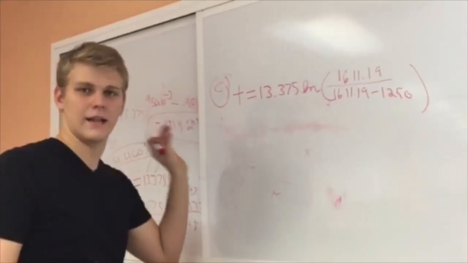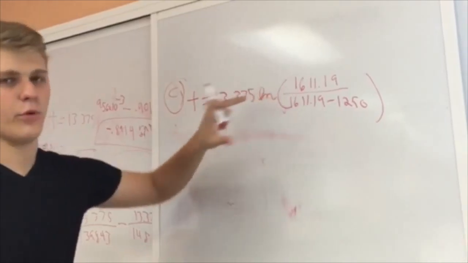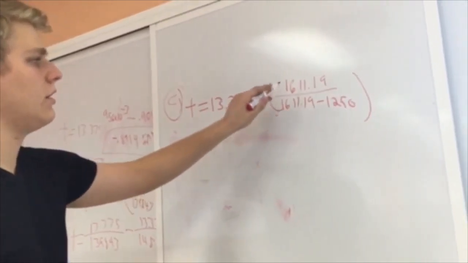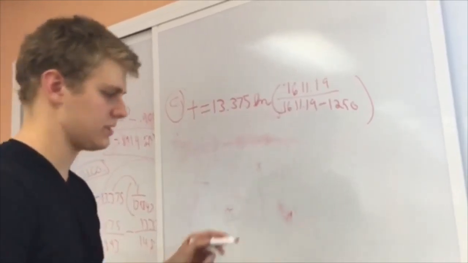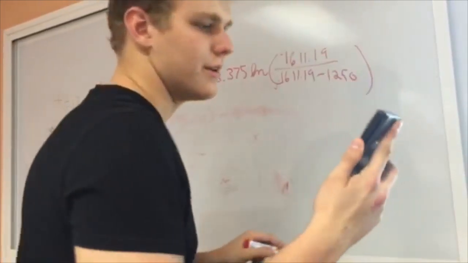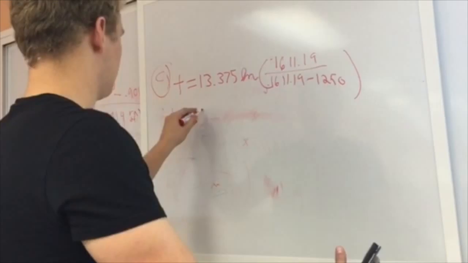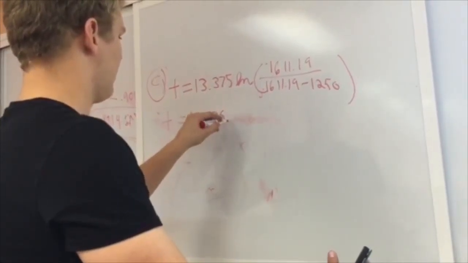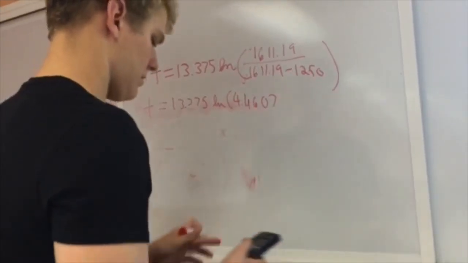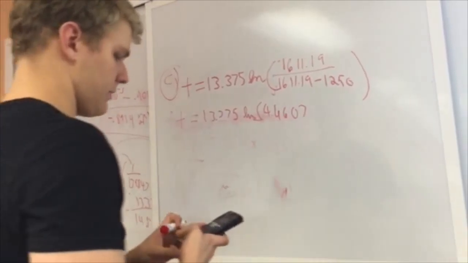For problem C, we're going to do exactly the same thing we did in problem B, just replace the x with 1611.19 in the x parts. After you do this subtraction, you're going to divide this by the subtraction of this, which is going to give you 4.460. You're going to do t equals 13.375 natural logarithm of 4.4607.